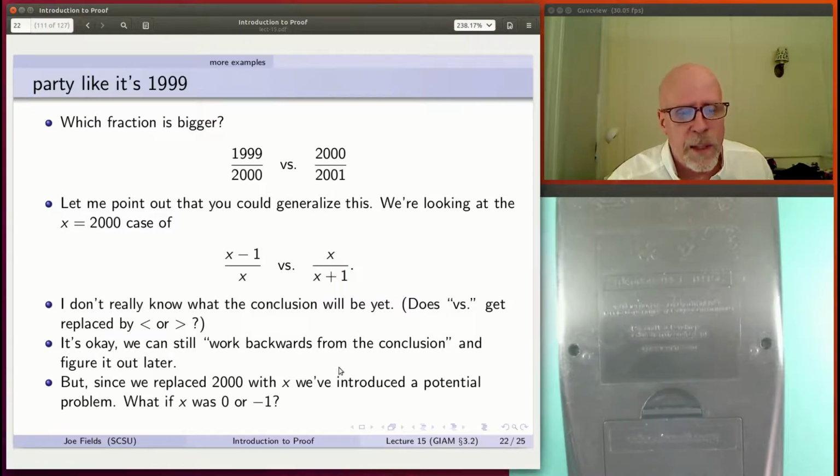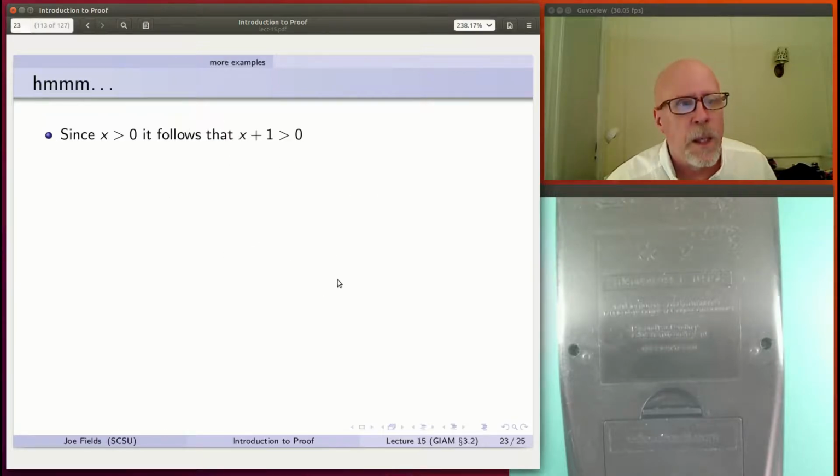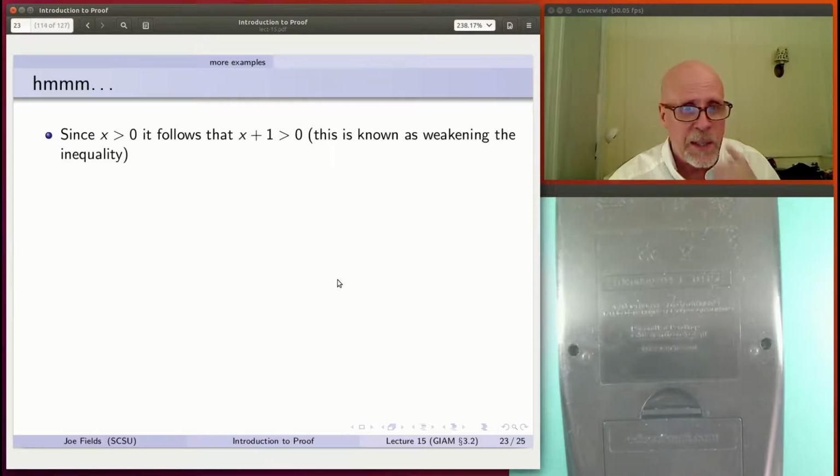So my take is, let's just go with positive numbers. We'll add the hypothesis that x is bigger than 0, and certainly 2000 is bigger than 0. So for the case we really care about, that'll be fine. Okay, so x is bigger than 0, and x plus 1 is bigger than 0. That's dumb, isn't it? If x is bigger than 0, certainly x plus 1 is bigger than 0. You added something to the big side. If you take an inequality and you make the big side even bigger, it's still going to be true. That's a process known as weakening the inequality. It doesn't have the teeth that it had, but it has exactly what we want.